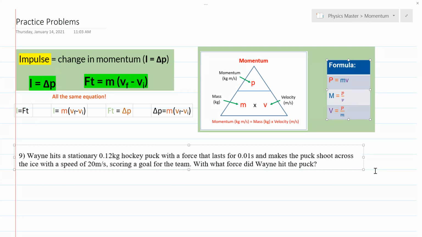Wayne hits a stationary 0.12 kilogram hockey puck with a force that lasts for 0.01 seconds and makes the puck shoot across the ice with a speed of 20 meters per second, scoring a goal for the team. With what force did Wayne hit the puck? All right. We can start anywhere, but let me start with this.